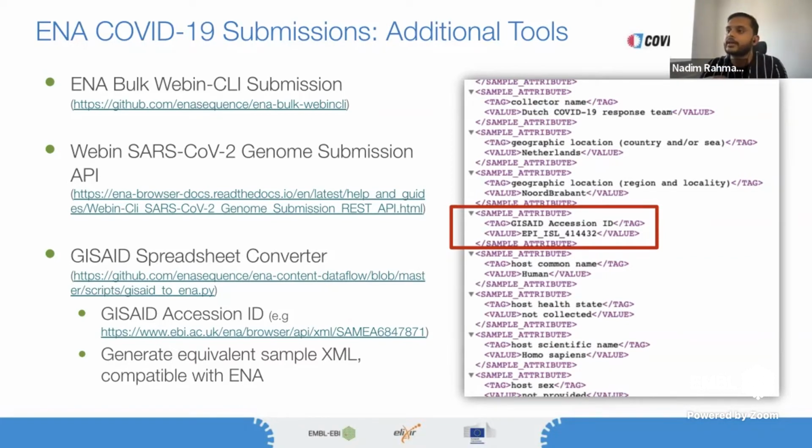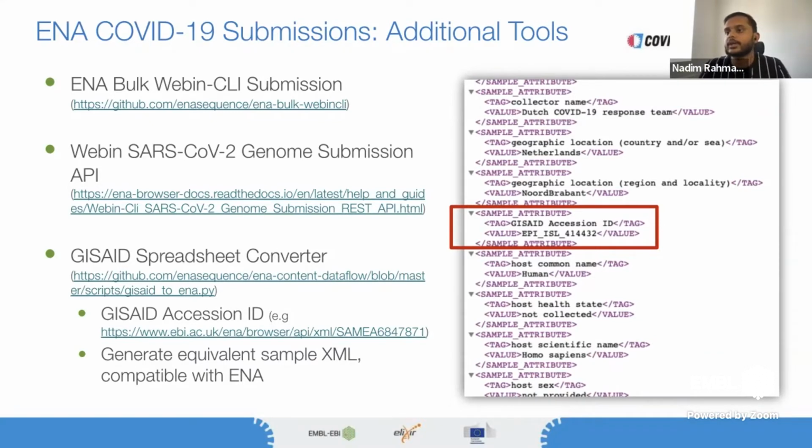The second there is the Webin SARS-CoV-2 Genome Submission API. This is an API where users prepare JSON objects with the metadata and the sequence data in the same JSON object and submit those per sample. And there's really detailed documentation here, for example, even about how to script these.